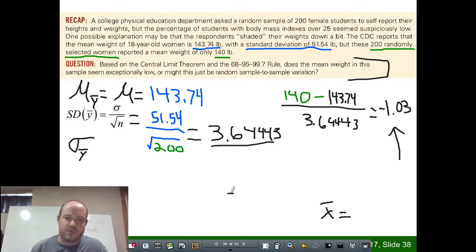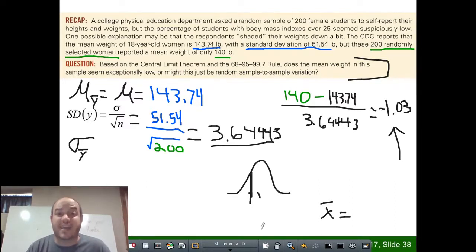So if this were the normal curve, all right, and we have the mean here, this guy's really only going to fall like right here, which isn't that unusual. So we could probably say, no, it's not really that unusual. This may just be sample to sample variation. All right. So again, this is an example of how to do the same type of question we did with proportions, but we just did it now instead with our mean and standard deviation of a quantitative variable.